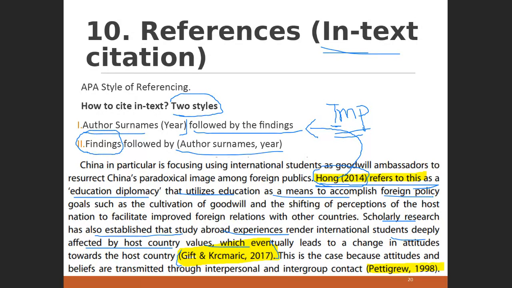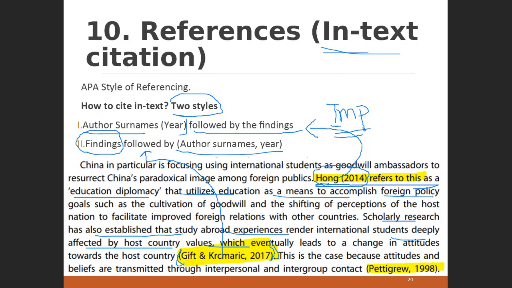So when the findings are just confirmation of other researchers' results or other researchers' work, we can use the second style. So remember the differences between these two styles. If you're using the first style, the author name is not written in brackets, and the year is written in the bracket. If you are following the second style, both the author name and the year are written within the bracket.